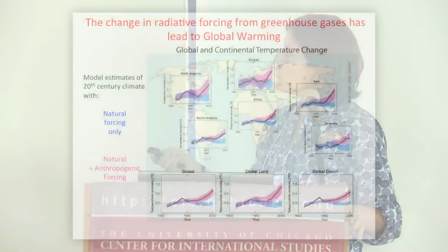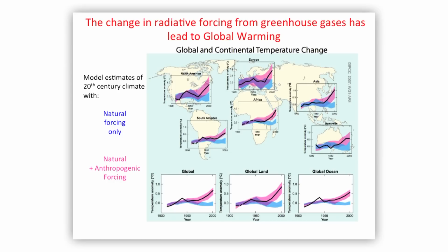And so you can see North America has increased in temperature by about 1 degree. Europe is similar, as is Asia. And if you look globally over the land, we've warmed by about 1 degree over 1900 to 2000, and it's a little less over the oceans. What the black line shows you are thermometer readings, and so these are the actual measured temperatures.